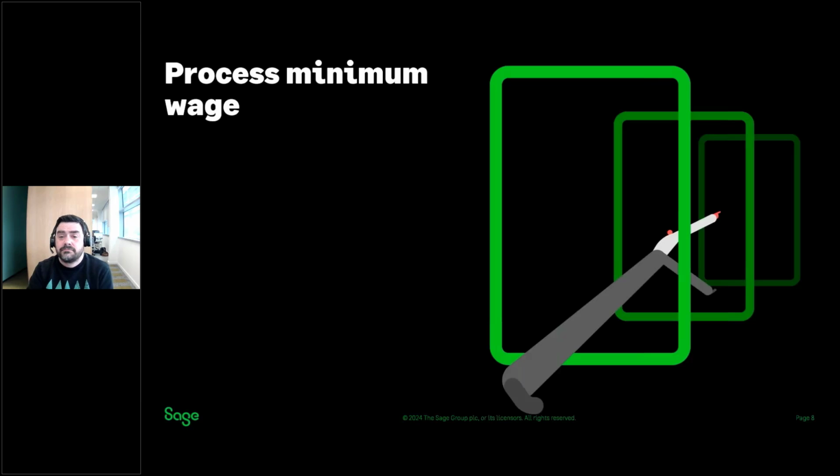So now that this is set up, I can start to process payroll for these employees. And I'd like to show you some scenarios that I've created that will generate warnings and alerts to tell me when I am paying below the minimum wage.